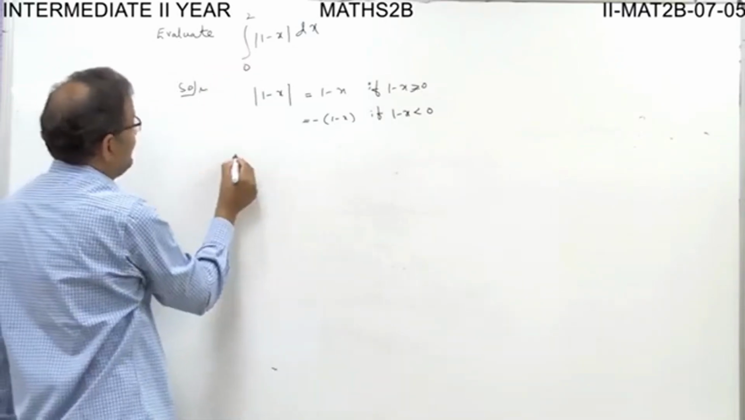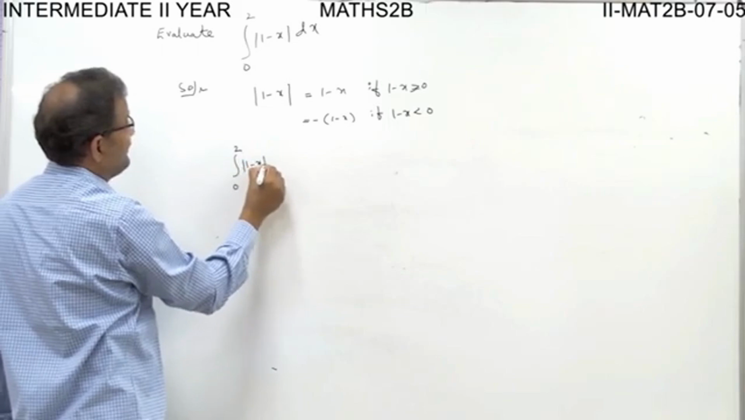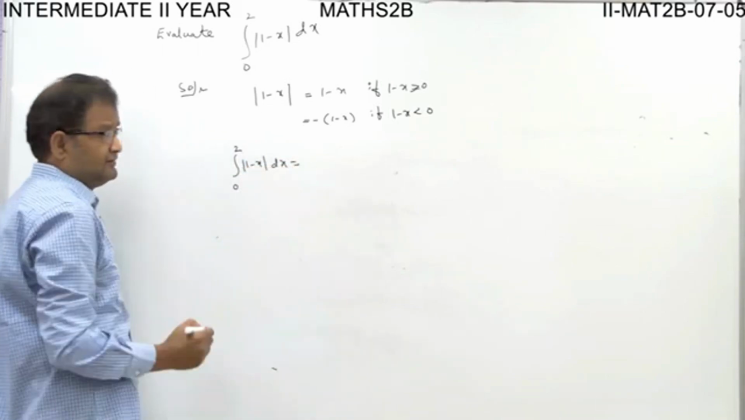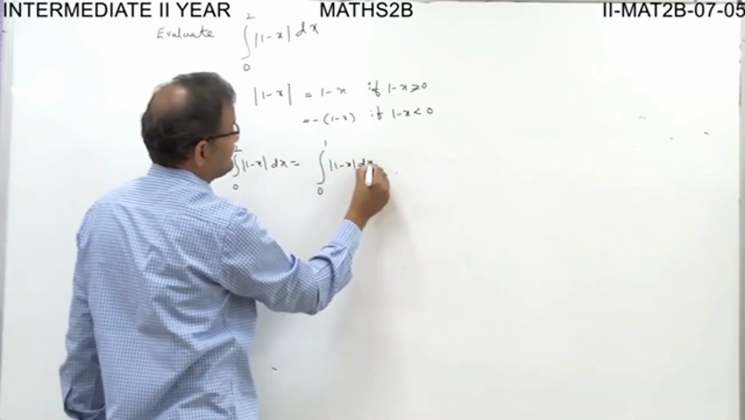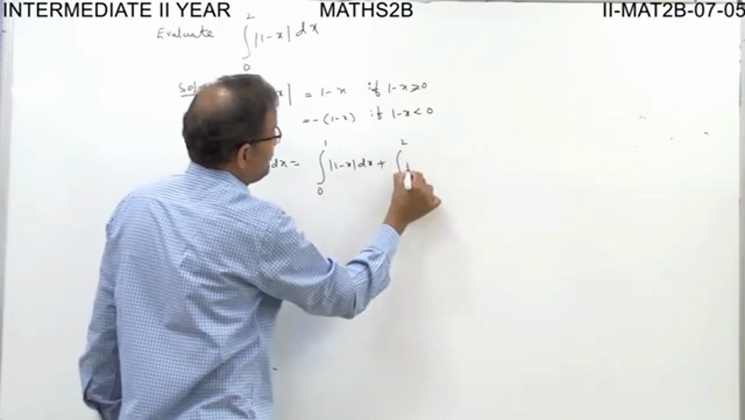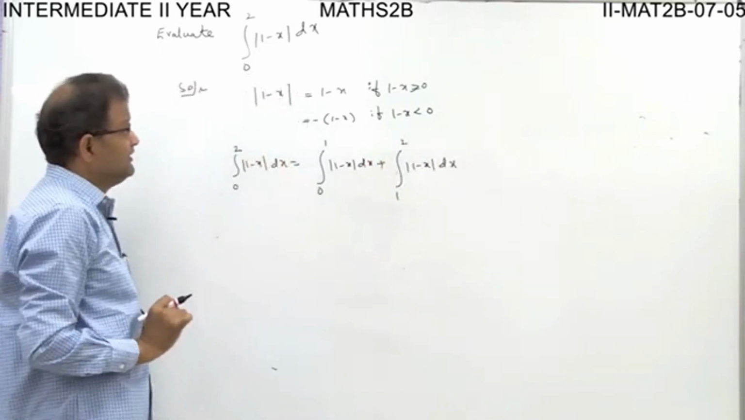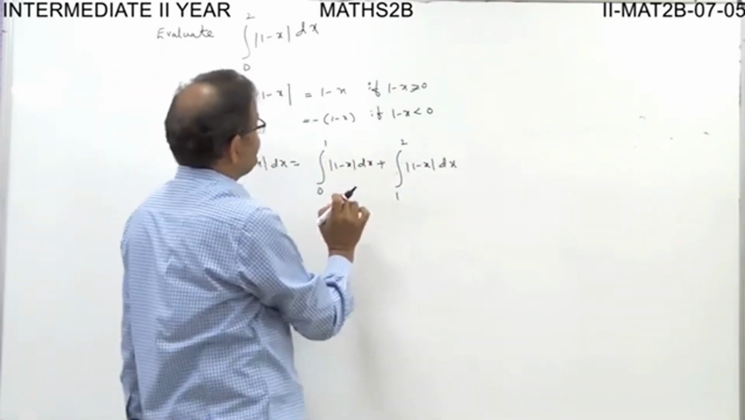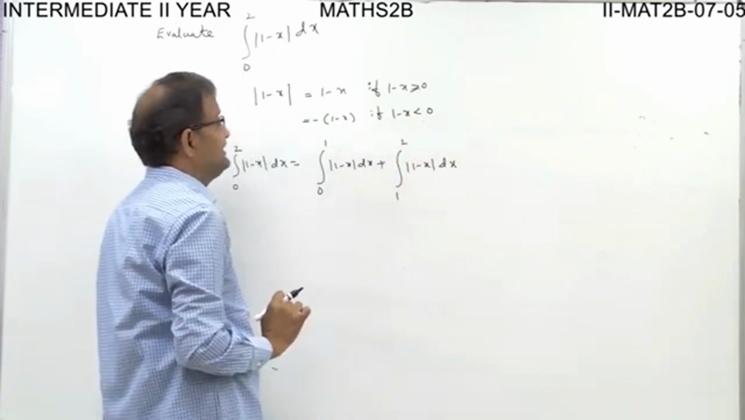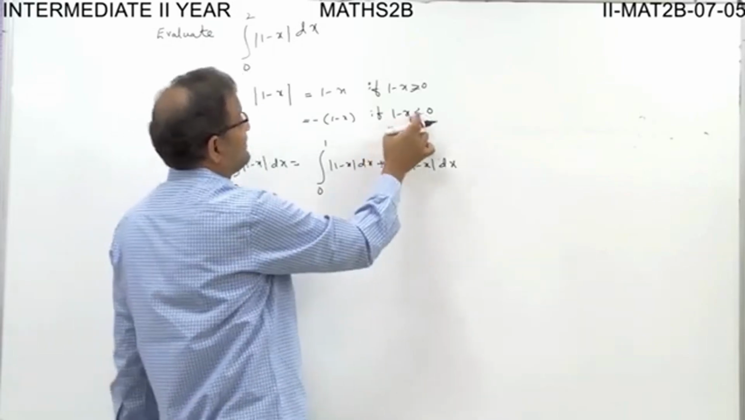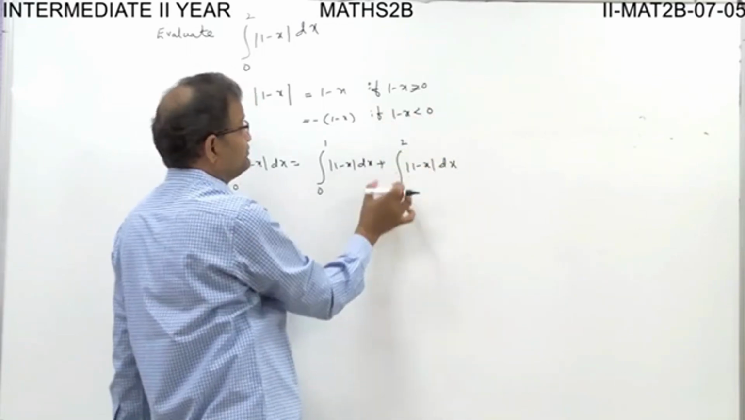Now we can take the given problem, integral 0 to 2 modulus of 1 minus x dx. This can be written as integral 0 to 1 modulus of 1 minus x dx plus integral 1 to 2 modulus of 1 minus x dx. Here modulus of 1 minus x less than 0 means x value greater than 1. Here x value greater than 1 means 1 to 2.